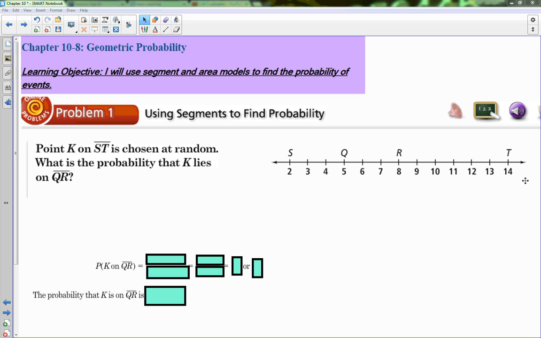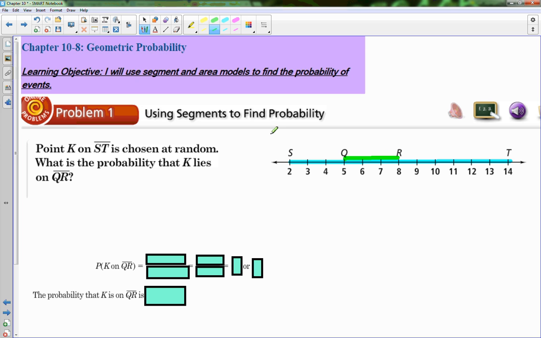So point K on ST, so ST goes all the way from here to here, is chosen at random. What is the probability that K lies on QR? So ST is all this distance and QR is just this little nub.